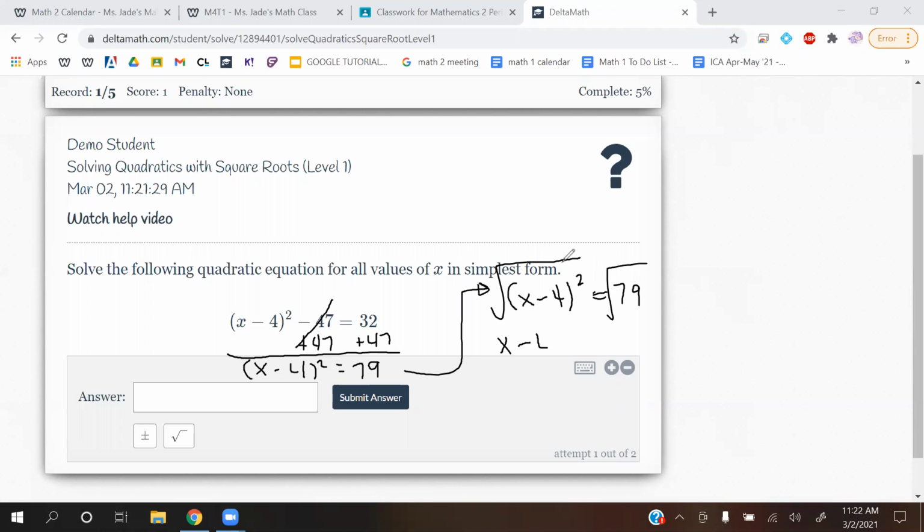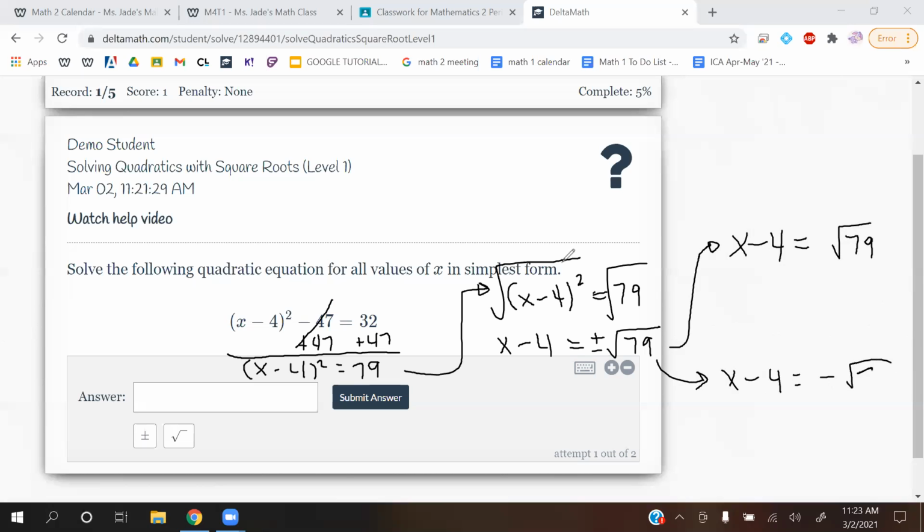We get x minus 4 is equal to the square root of 79. That is not a nice number for us, so I'm just going to leave it as square root of 79, but don't forget there is a plus or minus in front of it. So you can either get positive square root of 79 or negative square root of 79. From here, we have two answers. We have x minus 4 equals positive square root 79. And then I guess I could write it over here. X minus 4 is equal to negative square root 79.